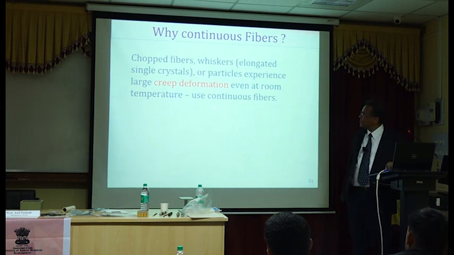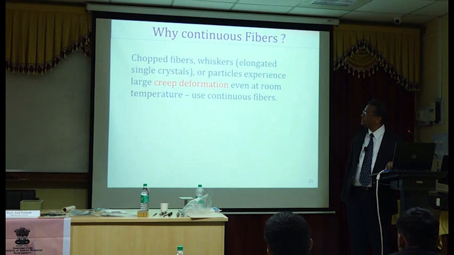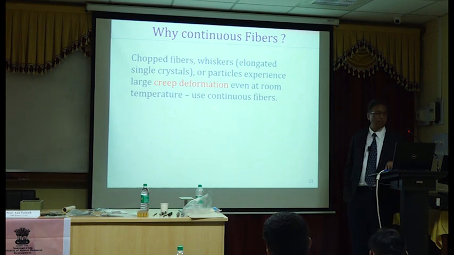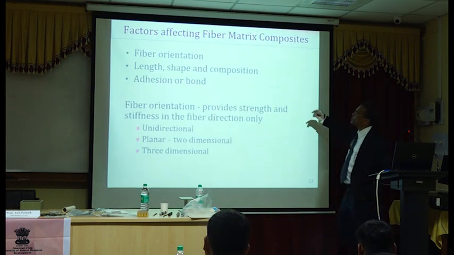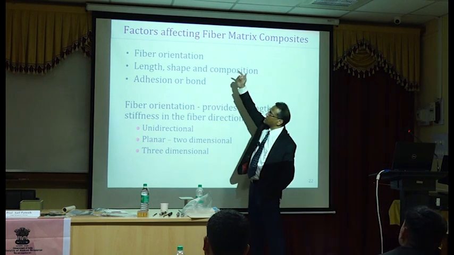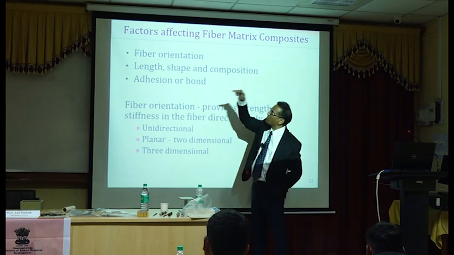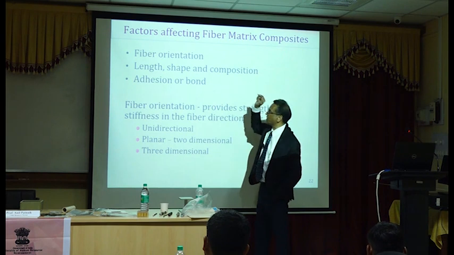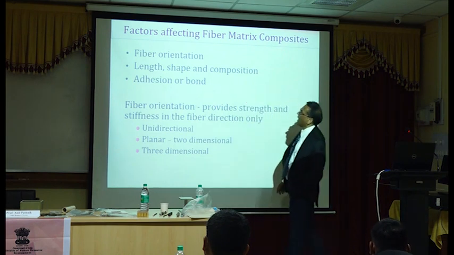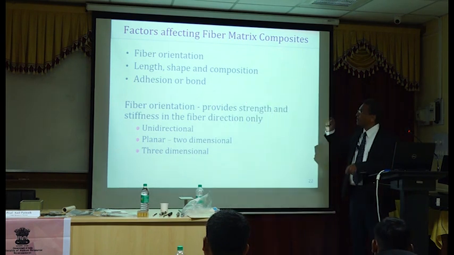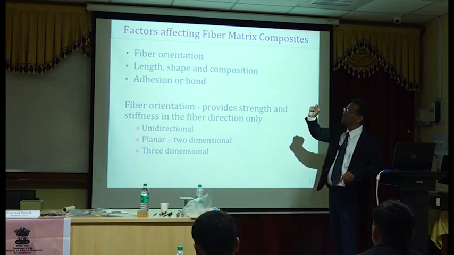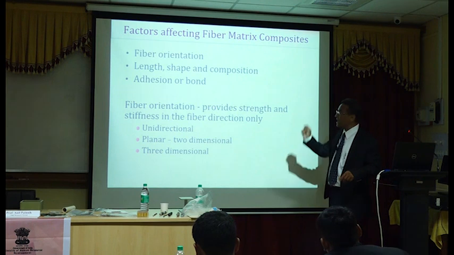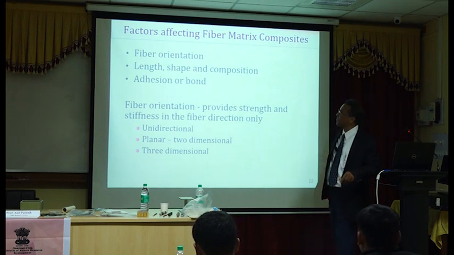The disadvantage of discontinuous fibers is that they will have more creep deformation. Now, when you are designing a composite, you need to consider the fiber orientation. The strength is always in the direction of the fiber, tensile strength. And then fibers also have different shapes. They can have rounded shape, square shape, and rectangular shape.